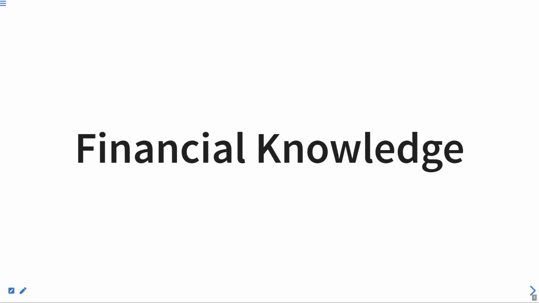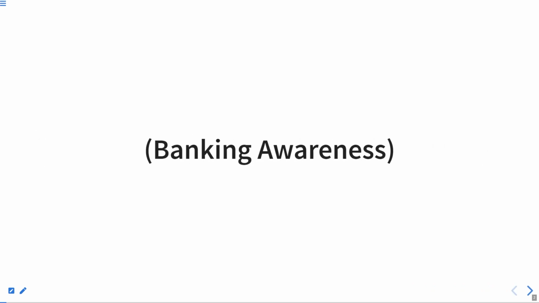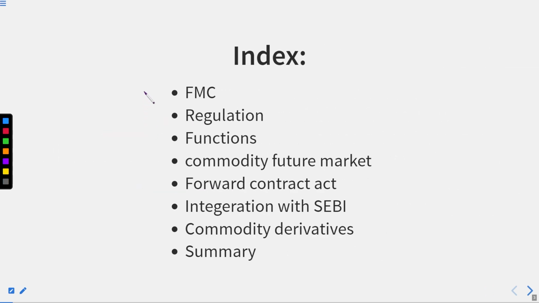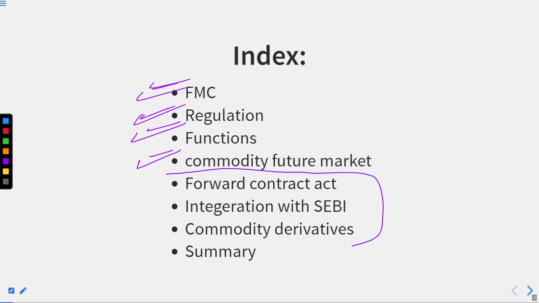All right, so right now if we move forward, this is the topic we are covering. We have finished the FMC definition, we have done the regulation, the functions, and the commodity future market in the previous lecture. Now what we are left with is the Forward Contract Act, integration with SEBI, commodity derivatives, and the summary part. Okay, so let's start.